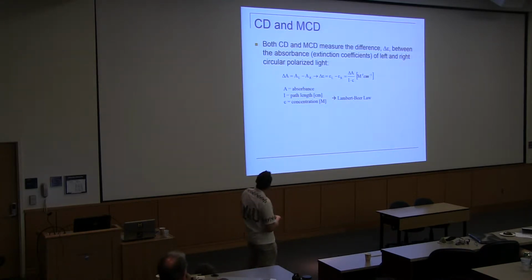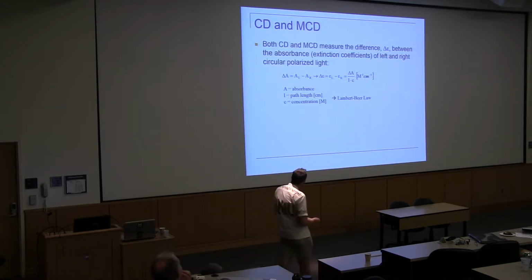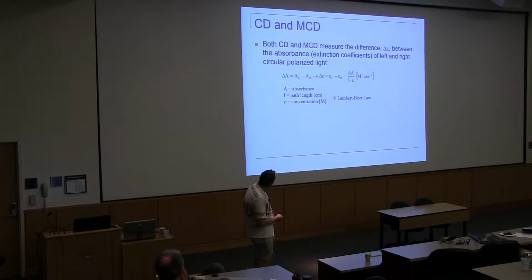So if you look at CD spectroscopy now, we measure, again, as I said, the difference in absorption of left and right circular polarized light. So we have a delta A of absorbance, and we can treat this with the Lambert-Beer law, as shown here. So if we know the path length and the concentration, then we can transform this into a delta epsilon, an extinction coefficient that will be defined through the difference in absorption of the left and right circular polarized light. So this will be the starting point.